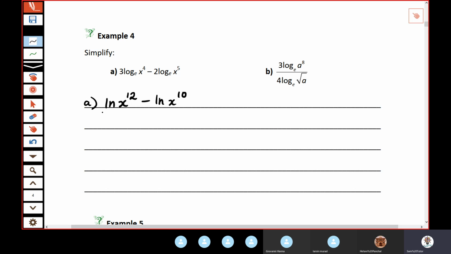You guys understand what I've done there? Remember, they've got to be monic. I can't have numbers in front of them if I want to use my log laws. Then 3 times 4 is 12, 2 times 5 is 10. What do I do now?